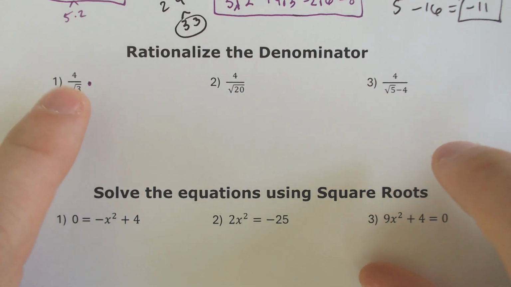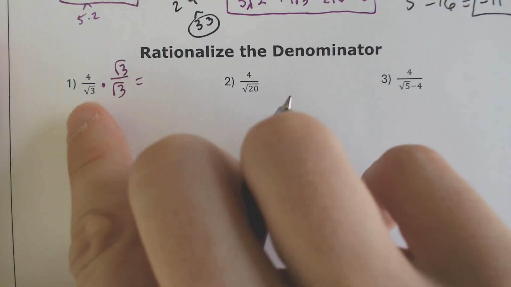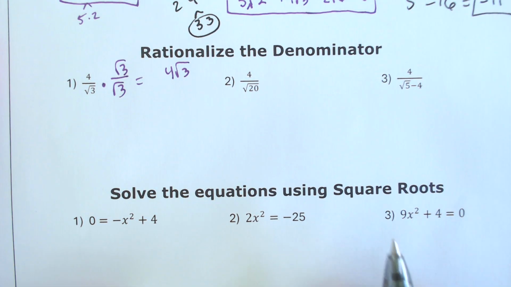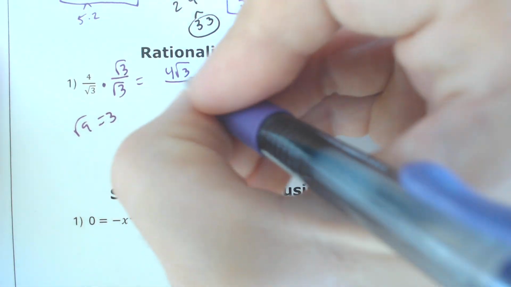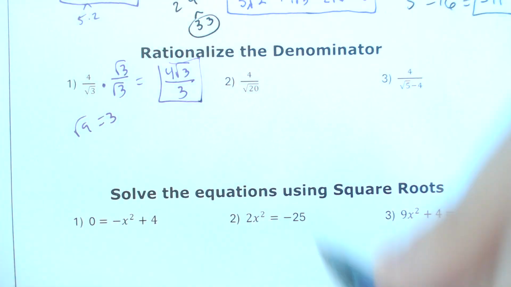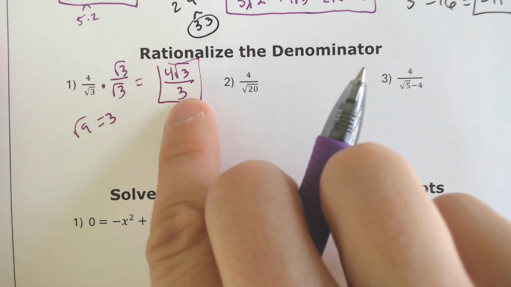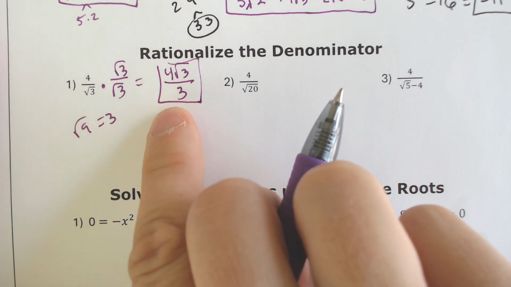If you have a singular square root, all you need to do is multiply by whatever is on the bottom. So here we're going to have 4 times square root of 3 on the top of the fraction. That's 4 square root of 3. And square root of 3 times square root of 3 ends up being square root of 9, but the square root of 9 is 3. So this is going to be 4 square root of 3 over 3, because the square root of 9 turns into 3. Anytime you have a radical times itself, it just breaks free of that radical.